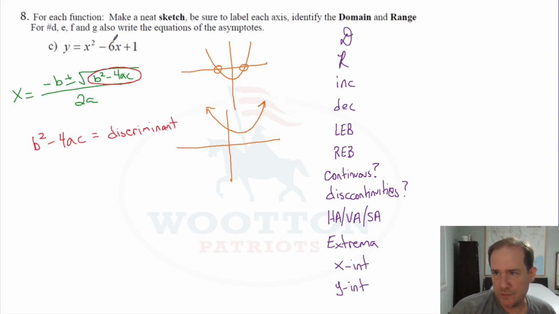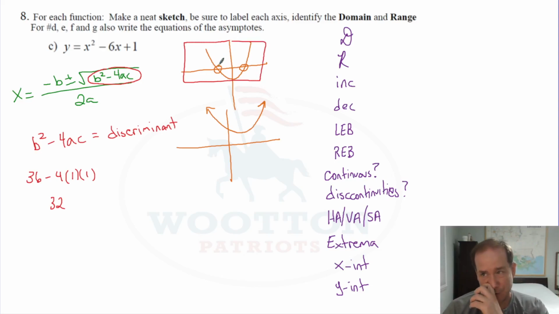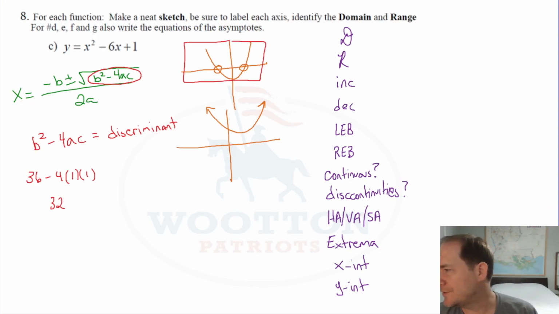So b squared would be negative 6 squared, which gives me 36. Take away 4 times the a value, which is 1. Take away the other thing, which is a 1. So that's a positive 32. So it's definitely this situation where I do have two x-intercepts. They just happen to be irrational. So let's go find them.